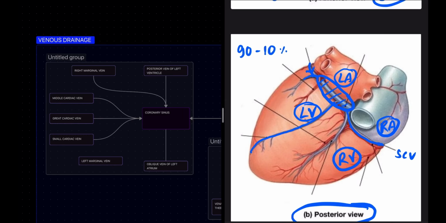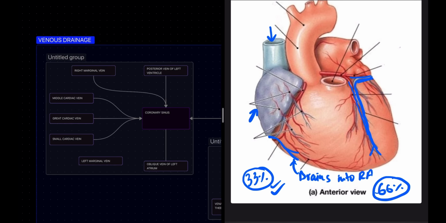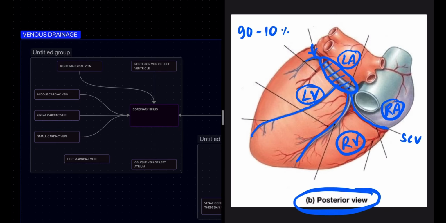Now, talking of the right marginal vein, it is important to also mention the left marginal vein, which is directly a tributary of the great cardiac vein. And in the anterior view, you can see over here, this is the left marginal vein. And it is responsible for draining the deoxygenated blood from the inferior and lateral walls of the left ventricle. This is the left ventricle in the anterior view.